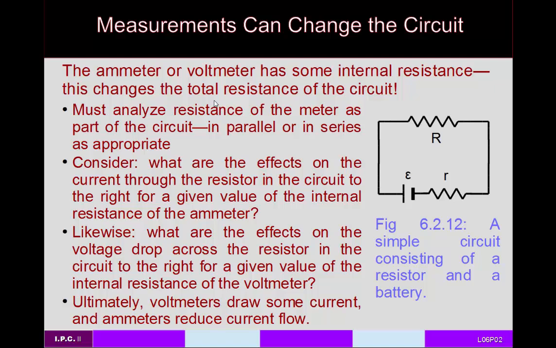And so you have to analyze the resistance of the meter as part of the circuit, placing it in parallel or in series as appropriate. If it's a voltmeter, you're placing the resistance in parallel with whatever elements in the circuit. If it's an ammeter, it's in series with whatever elements in the circuit. You basically want it, in either case, to have the minimum possible effect on the total resistance of the circuit. So therefore, a large internal resistance for a voltmeter and a small internal resistance for an ammeter are needed.